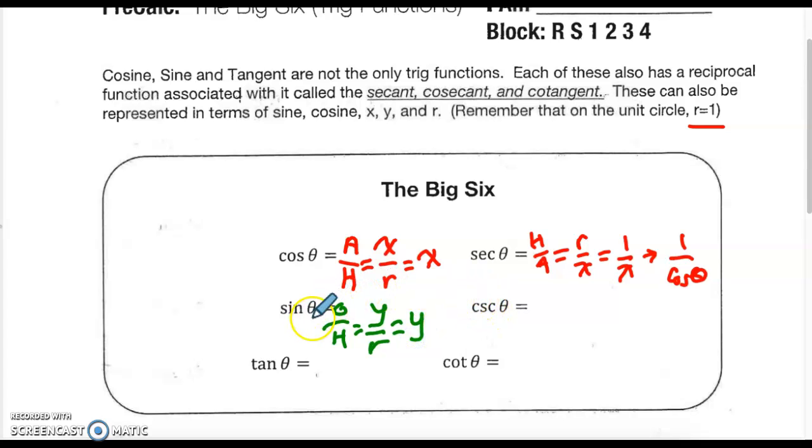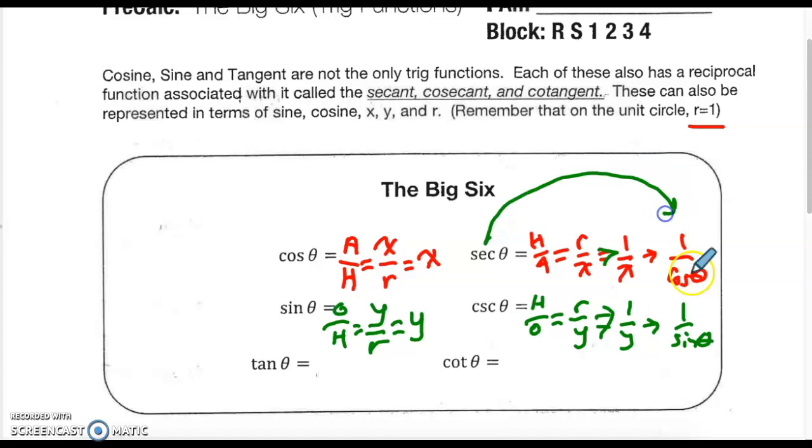So cosecant is the reciprocal of sine, so it's just flipping all of these. It would be the hypotenuse over the opposite side, which is the same as the radius over y. Or for us on the unit circle, it would be 1 over y, and that is the same as 1 over sine. So when you're asked to find answers for secant, cosecant, and cotangent, the strategy is to figure out which reciprocal function it is, get the answer for cosine, sine, or tangent, because those are the ones we're familiar with, and then just flip it.